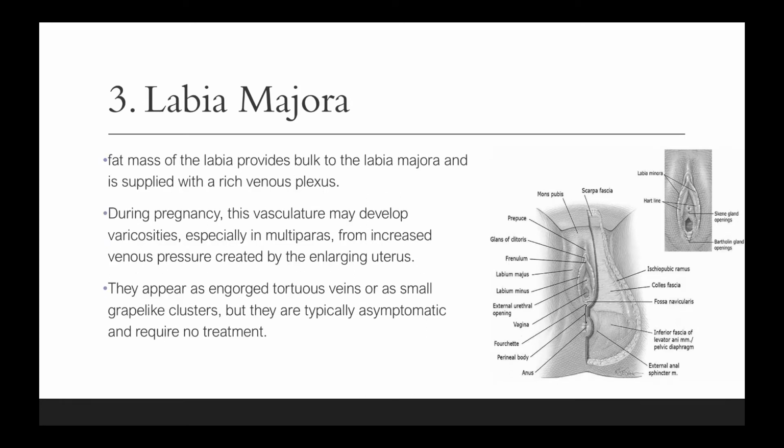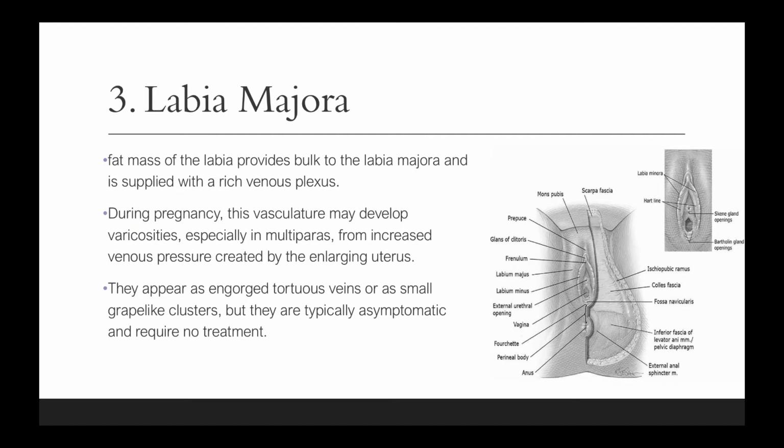The fat mass of the labia actually provides bulk to the labia majora and is supplied by a rich venous plexus. Now, during pregnancy, this vasculature may develop varicosities, especially in multiparas, from increased venous pressure created by the enlarging uterus. So, they appear as engorged tortuous veins or as small grape-like clusters, but they are typically asymptomatic and require no treatment.